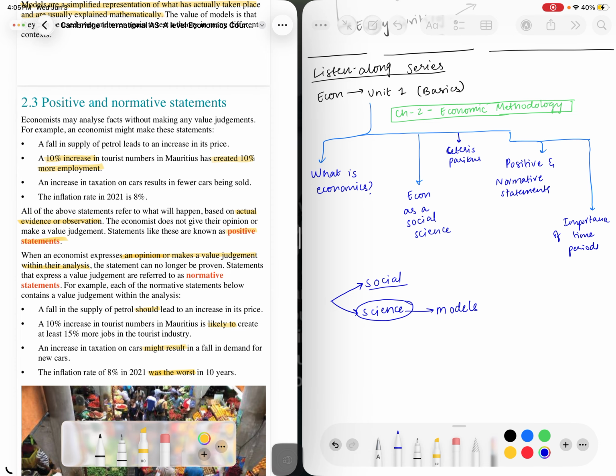Whereas a normative statement is an opinion. You can't exactly back that with analysis. So how can you differentiate a positive and normative statement? Normative statements usually contain words like should, likely to, might result, was the worst in 10 years. These are more probable, uncertain statements that are based on an opinion. So positive statements are based on facts, normative statements are based on opinions.